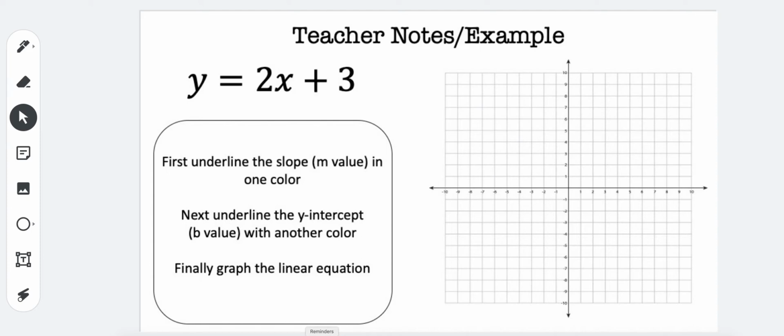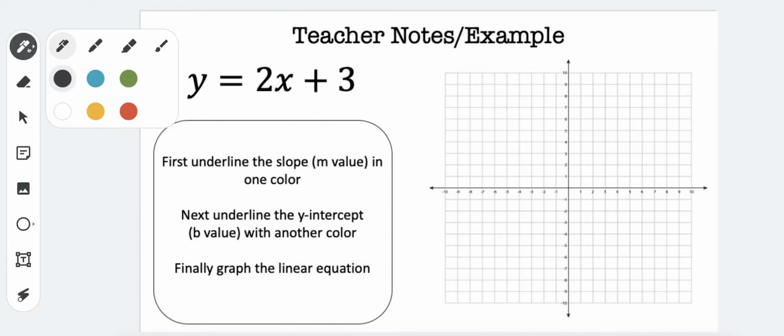Hey everybody, in this video we're going to graph the function y equals 2x plus 3 using something called slope-intercept form. Alright, so first of all, come over here and grab your first color, like this. It says first underline the slope, or the m value. Remember, the m value or the slope is connected to the x. So the 2 is the m value.